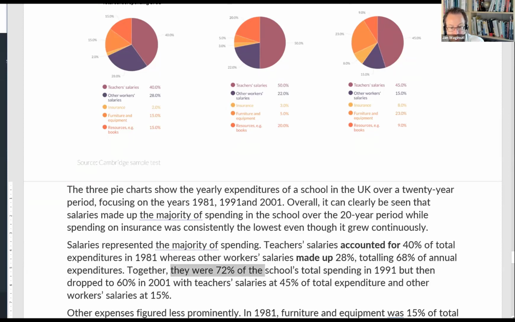Together, they were 72% of the school's total spending in 91, but then dropped to 60% in 2001, with teachers' salaries at 45% of total expenditure and other workers' salaries at 15%. Here, I'll put that S in there.